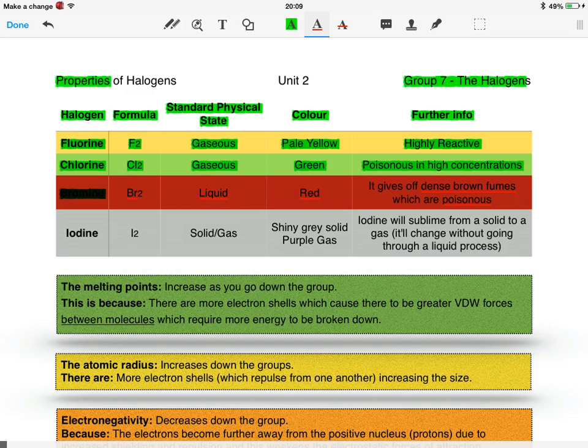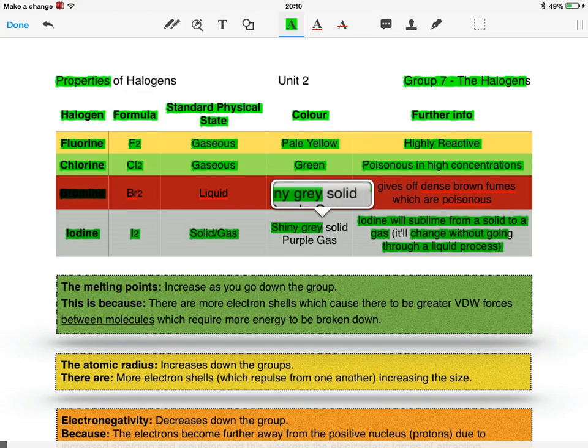Finally, we have iodine, and this goes round as I2. This is both a solid and a gas under standard conditions, and that's because iodine will sublime from a solid to a gas, and what sublime means is basically it will change without going through a liquid process between the two. And the colours, well, the solid is a shiny grey colour and the gas is a purple gas.